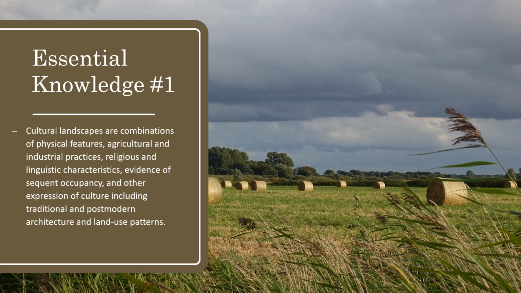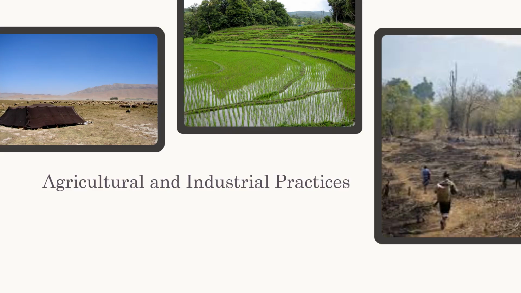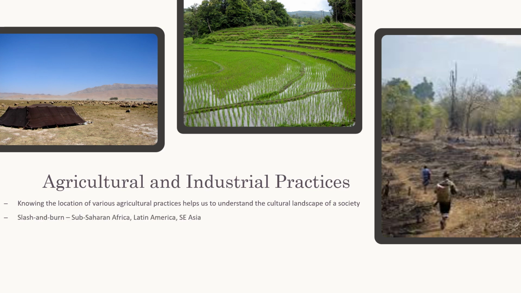Essential knowledge number 1 goes with the learning objective number 1. Cultural landscapes are combinations of physical features, agricultural and industrial practices, religious and linguistic characteristics, evidence of sequent occupancy, and other expressions of culture, including traditional and postmodern architecture and land use patterns. So agricultural and industrial practices. The thing that we need to keep in mind when we get back to our agriculture unit is that knowing where these agricultural practices occur can help us understand the cultural landscape in that region as well. So it's very important to marry these two ideas and concepts together once we get back to agriculture.